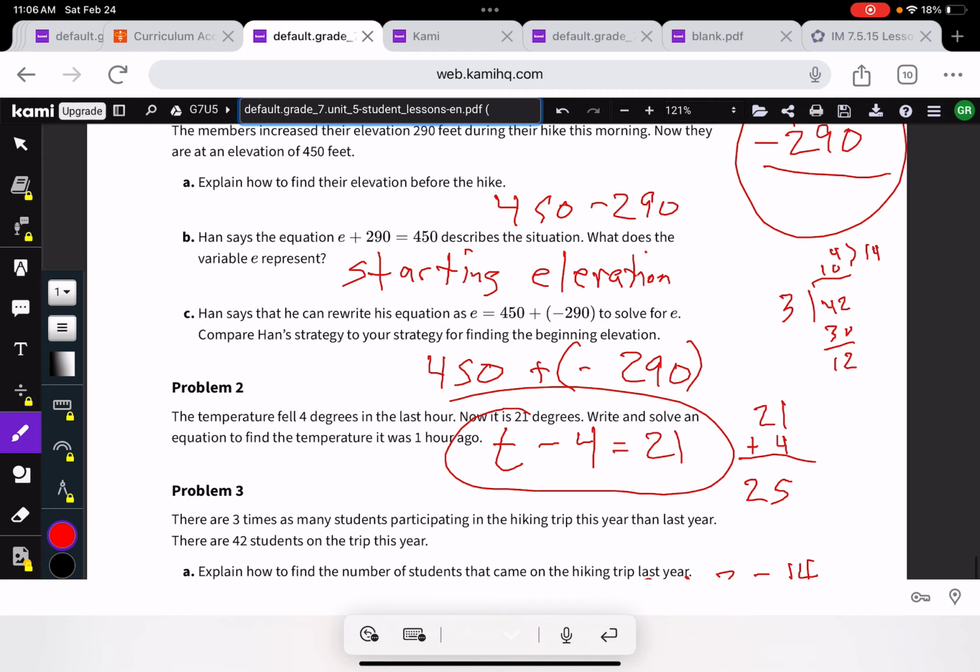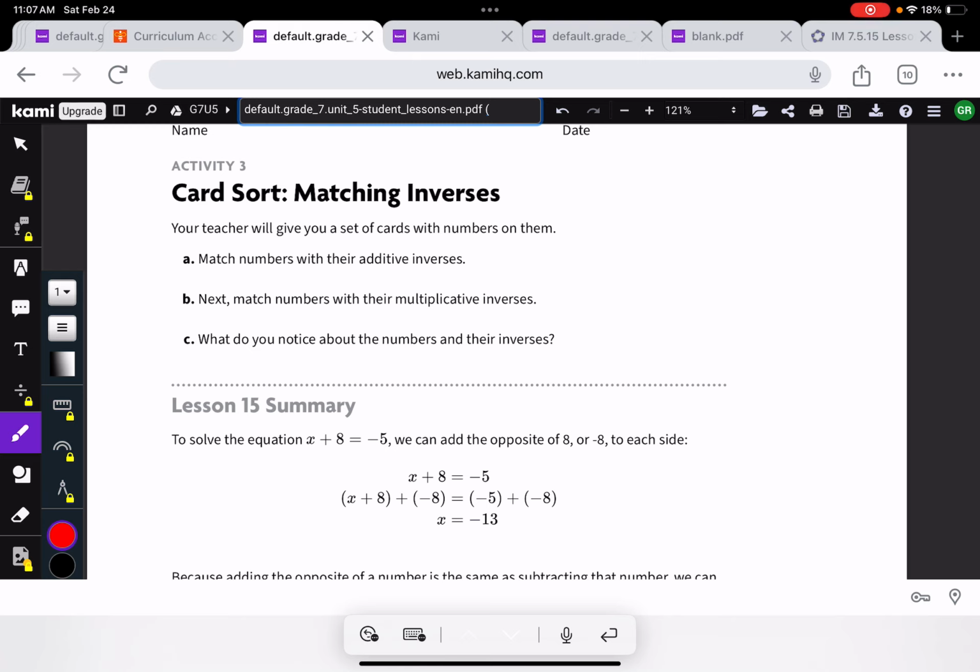We're going to practice some of that right now because this says there's a card sort matching inverses activity. Your teacher will give you a set of cards. Match the numbers with their additive inverse, then match the numbers with their multiplicative inverse. So for additive inverse, what's the inverse of 3? It would be a -3. What's the inverse of -1/2? It would be a +1/2. These are all additive inverses.